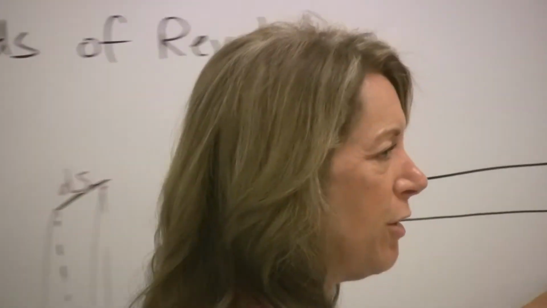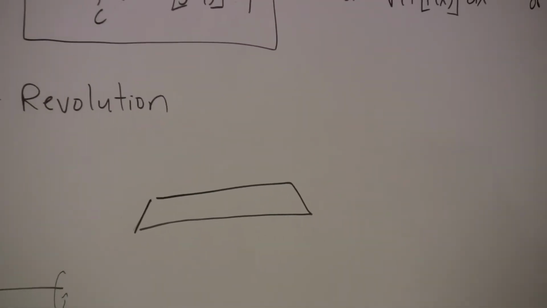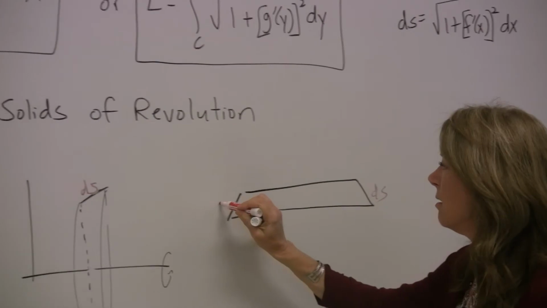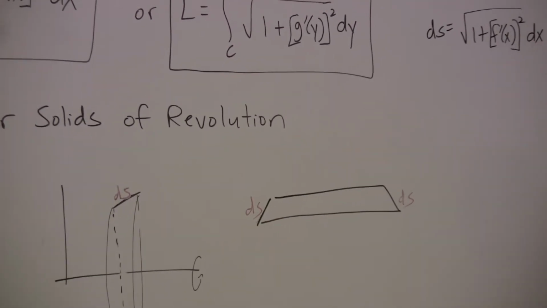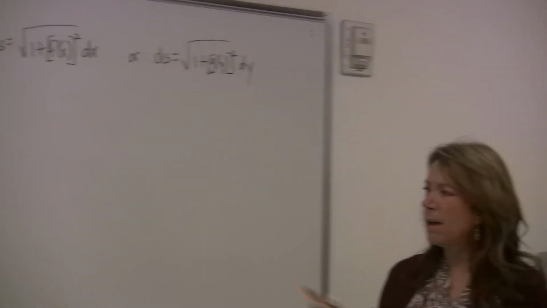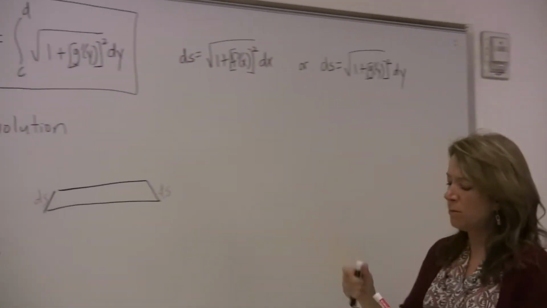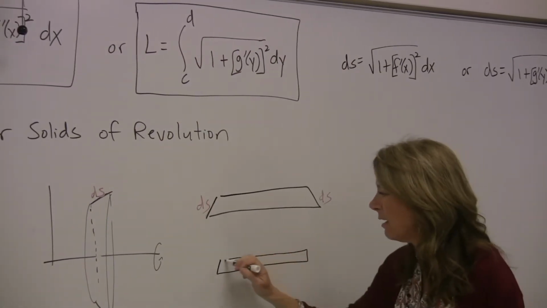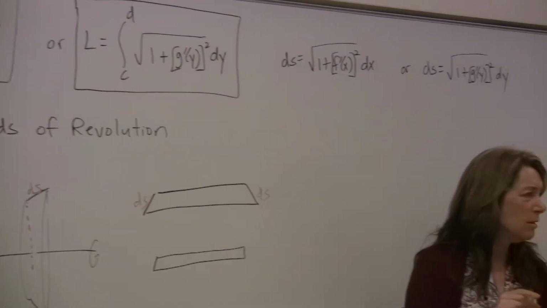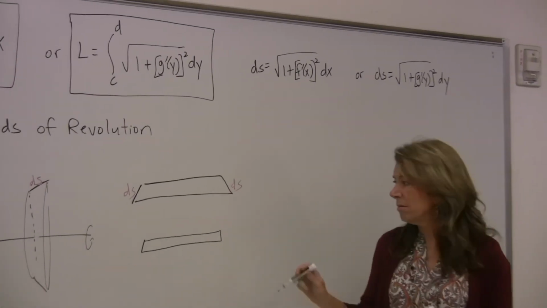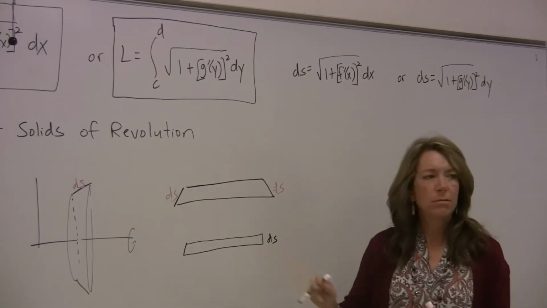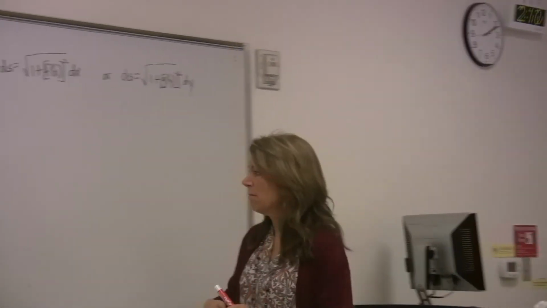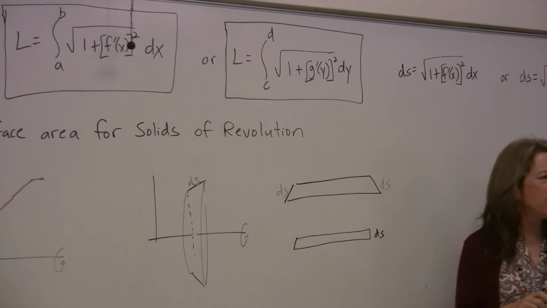Where's the ds in this picture after I unrolled that? Yeah, it's one of these little sides right here. This side is ds, this is ds. So the area of this piece, now if ds was short enough, this would look pretty close to rectangular, right, if ds was really short. What's the area of a rectangle? Length times width. Right, so if we knew how long this was, we could find the area here.